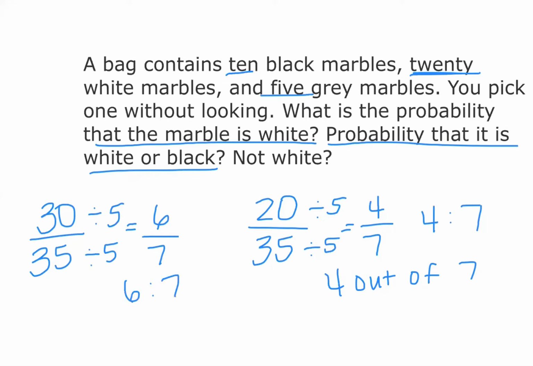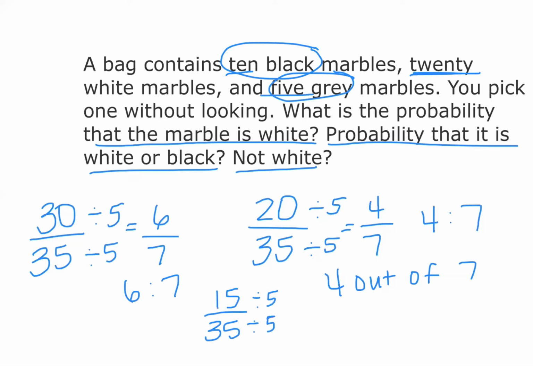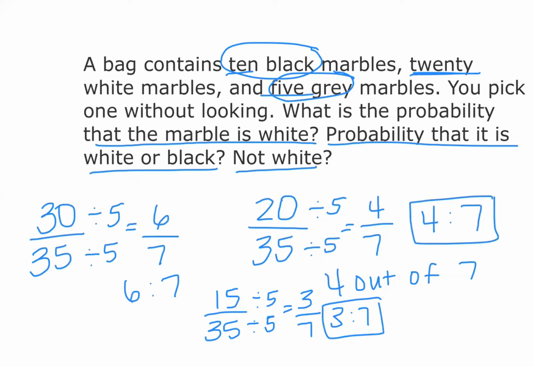Okay? In the third one, it says not white. Well, here we look for the ones that are not white. 10 black, 5 gray. So 10 plus 5 is 15 out of 35. I'm going to simplify again, and it gives me 3 out of 7. Okay? Any questions?